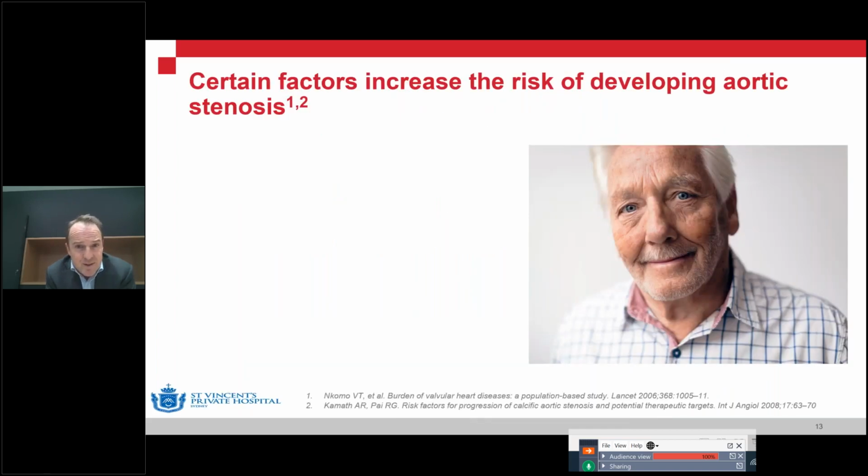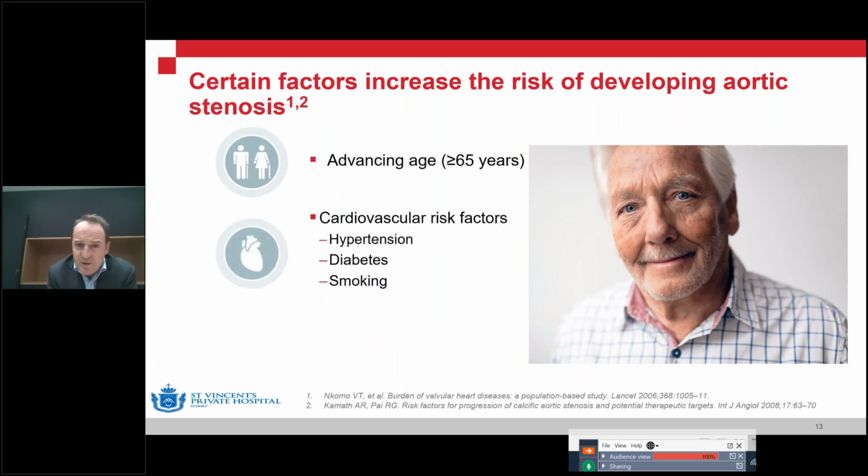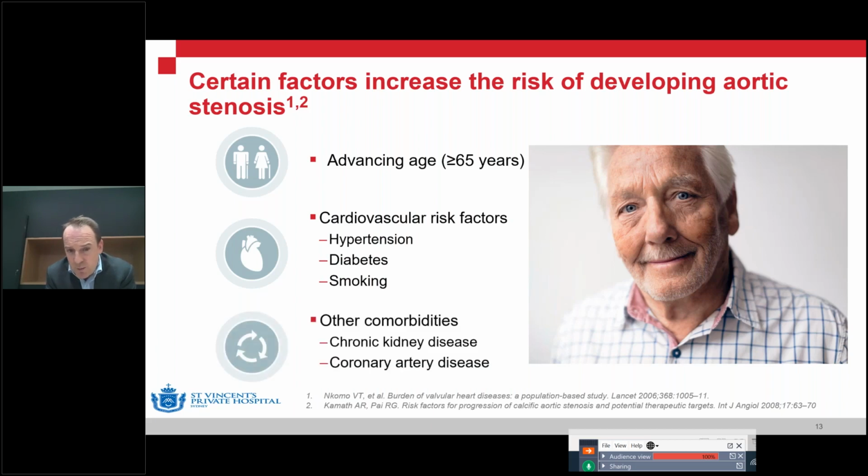There are certain factors that increase the risk of developing AS, and that includes advancing age, cardiovascular risk factors including high blood pressure, diabetes and smoking, as well as other comorbidities including chronic kidney disease and coronary artery disease.